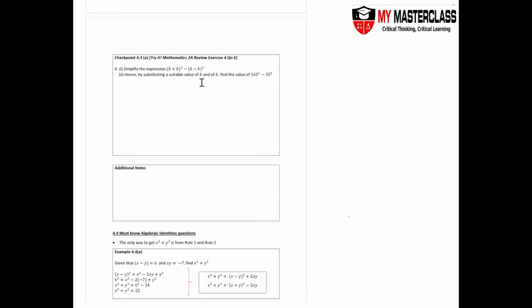On the chapter of algebraic identities, let's take a look at checkpoint 4.3 part A. Now, you look at this particular expression, it applies the same way as how you did for 4.2 part A, right? Okay, so this is actually an application of a square minus b square. Please don't go and expand this.